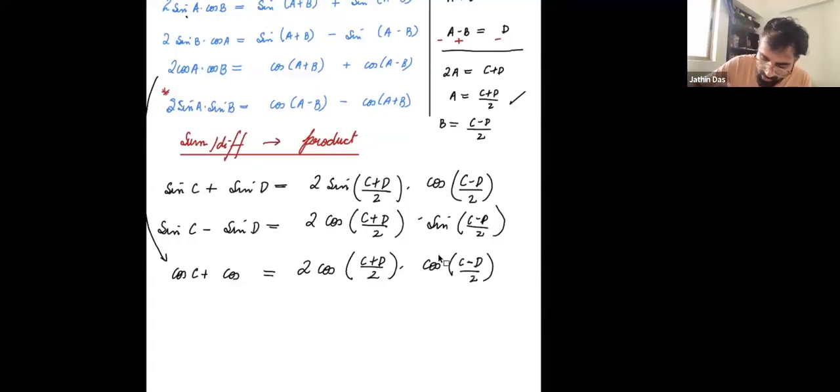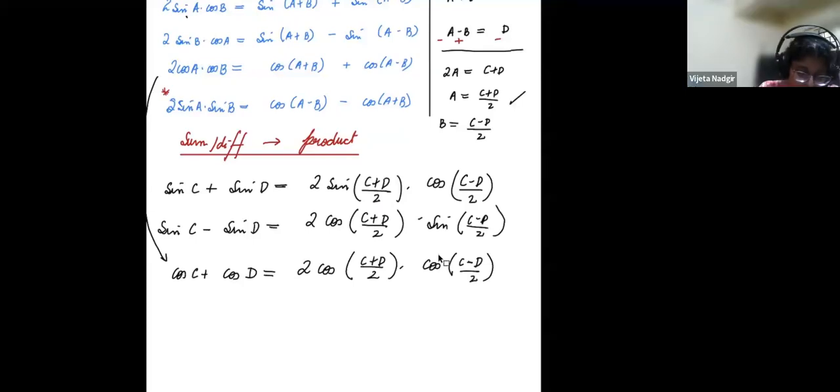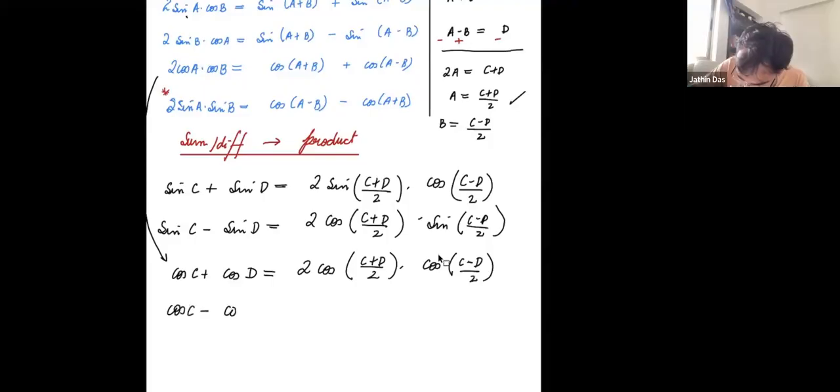There's a d here, sorry. Okay. Then cos c minus d. This is very important. Just see this. Cos c minus cos d. Here it is a minus b I have taken as d. So here it is cos d minus cos c.